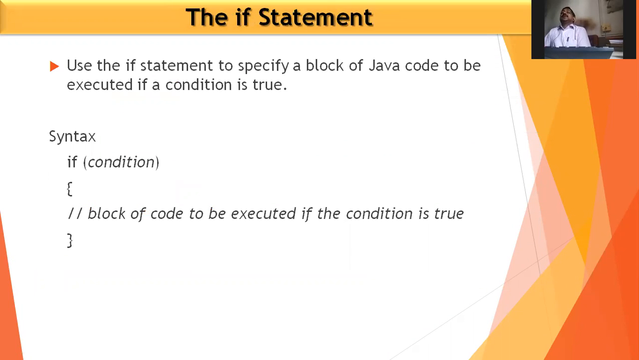So this is the first, the if statement. Use the if statement to specify a block of Java code to be executed if a condition is true. Here the syntax is written: if and the condition, which is the Boolean expression, and inside the curly brackets, the block of code to be executed if the condition is true. So if this condition is true, the block of code, one or multiple statements written inside this curly bracket, will get executed.